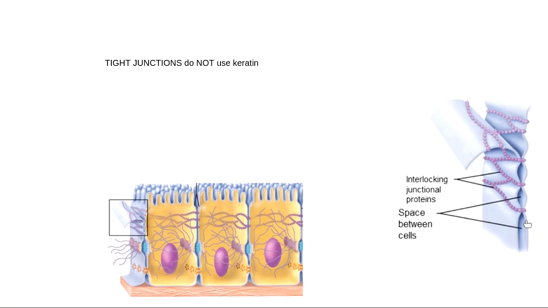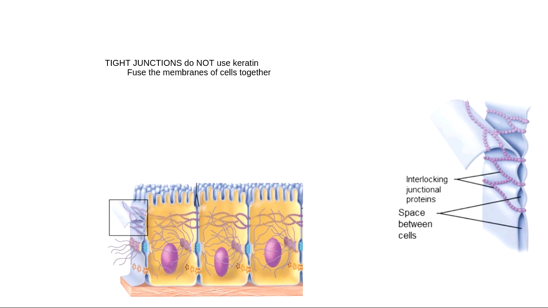The goal of tight junctions is not to resist pulling in multiple directions, because that's what the keratin was good for. The keratin was helping me to pull in lots of directions, pulling all over the place. Tight junctions fuse the membranes of cells together. They pull them together super tight. The goal of a tight junction, especially in the skin, is to keep water out.